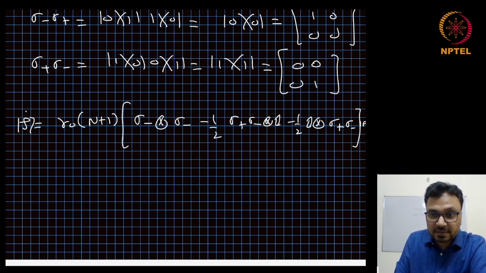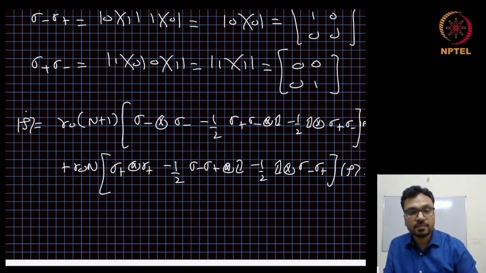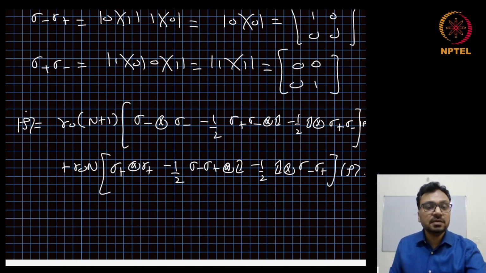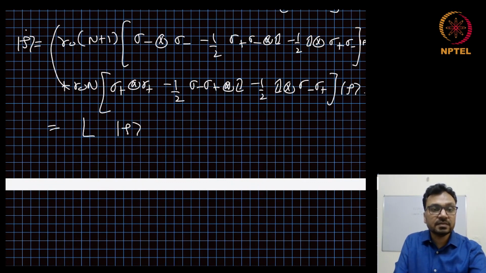Acting on the rho vector, plus gamma naught n, sigma plus tensor sigma plus, minus half sigma minus sigma plus tensor identity, minus half identity tensor sigma minus sigma plus, acting on rho. So this is the equation where we have a matrix L acting on rho, where L is given by this whole expression.